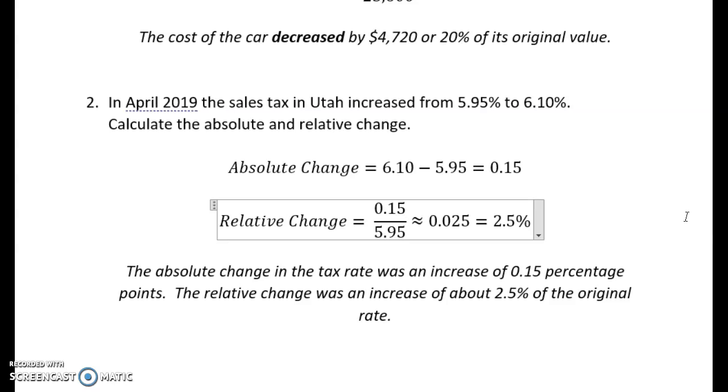So we have to be really careful in how we interpret this, because the quantitative information that we are measuring the change of was already in percent form. So one way that we could describe this is to say that the absolute change in the tax rate was an increase of 0.15 percentage points. So by saying percentage points, that describes that we're subtracting those percents to just find out how many percent points that we are going up or going down.